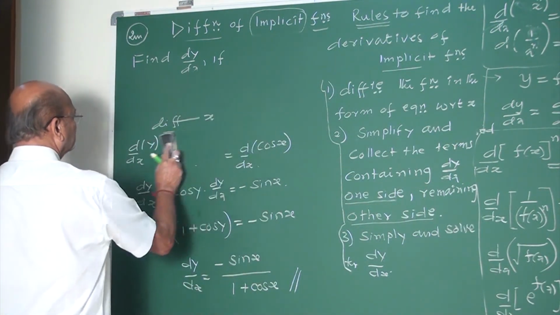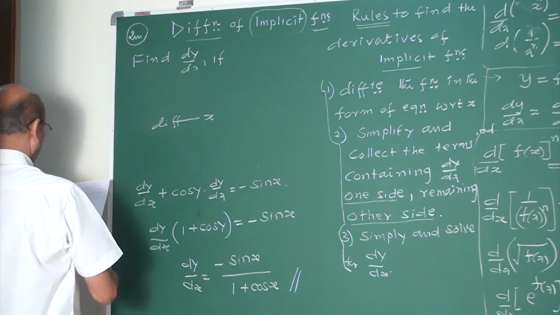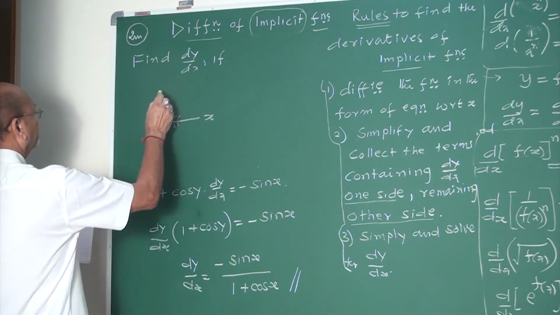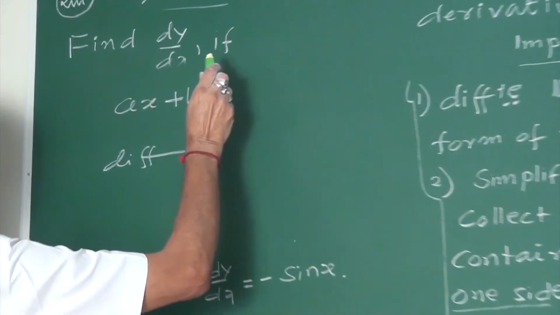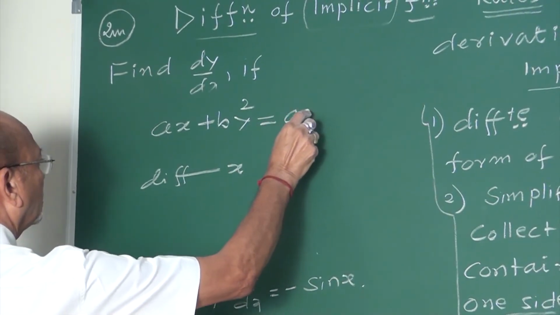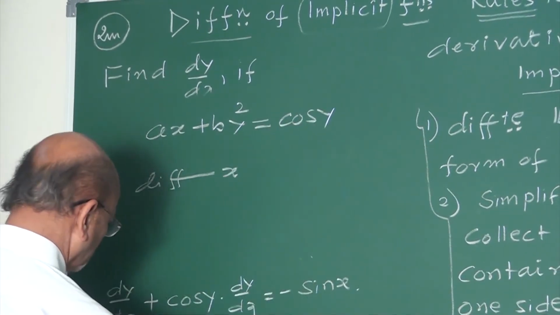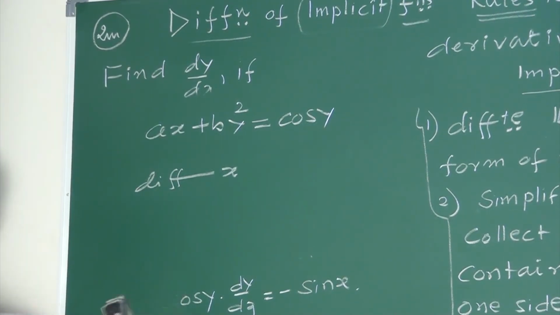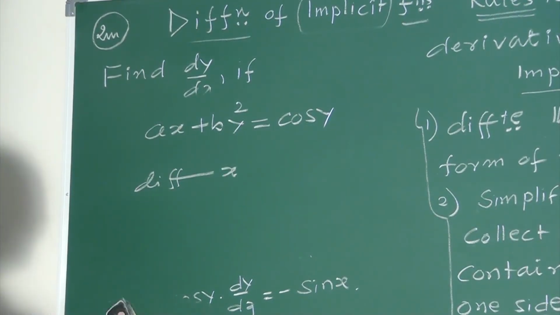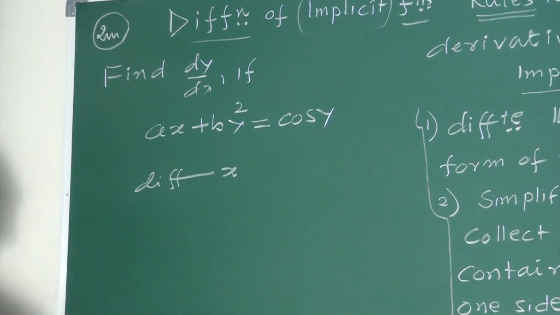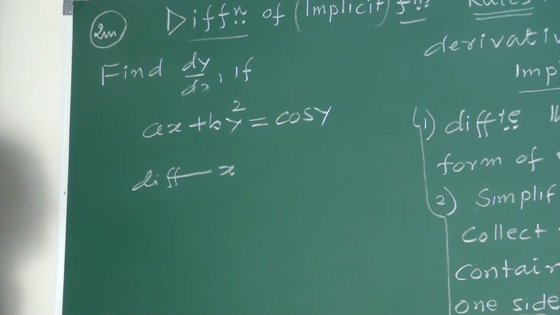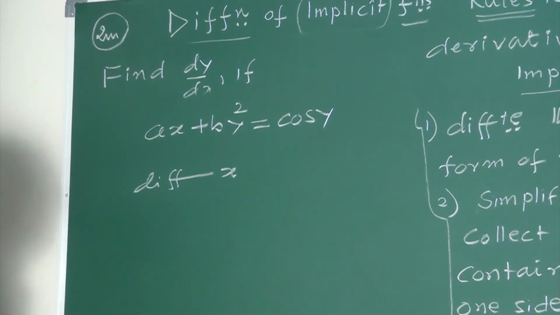Find dy by dx if ax plus by square equals cos y. This question appeared in March 2017 of the Karnataka State PU Board. Yes, my friends. It is again implicit. First step is what? Differentiate with respect to x.